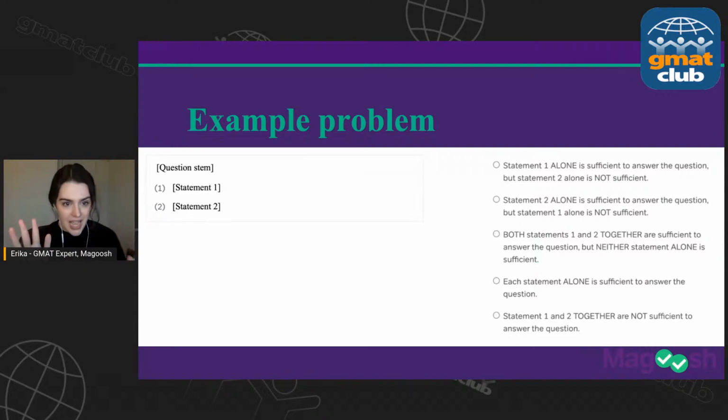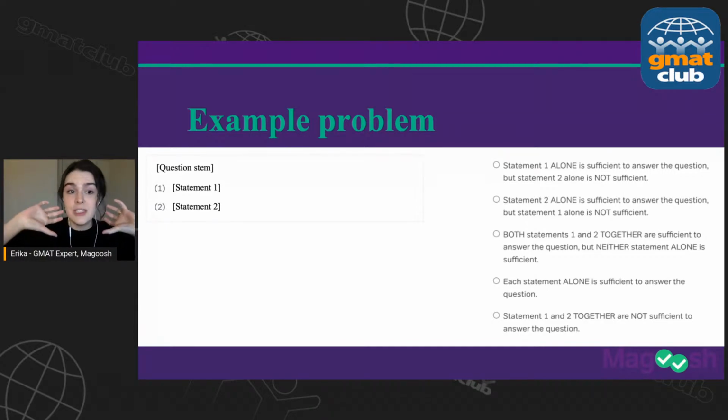But for the record, the way these problems work is we have a question stem. The question stem is a question that we cannot answer at this point. The question stem is never sufficient on its own. Know that. Then we have 2 pieces of information, all right? And those pieces of information individually might be enough to answer the question, get to one answer, or they might not.